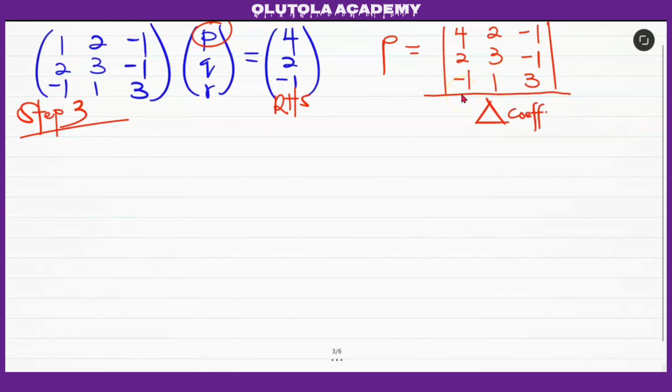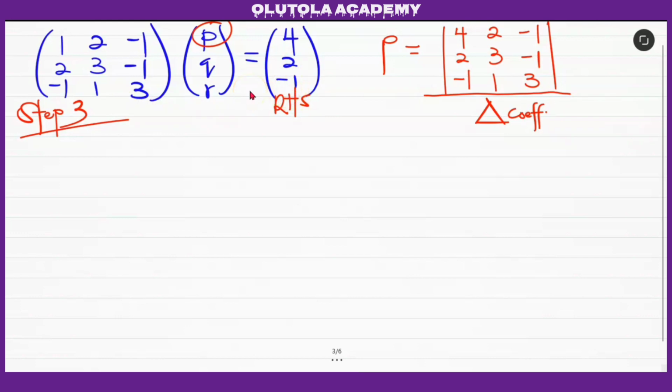Similarly for Q also, I'll replace the second column with the constant terms on the right hand side of the equation. And for the third unknown now, R, I'm going to replace the third column with the constant terms on the right hand side of the equation.